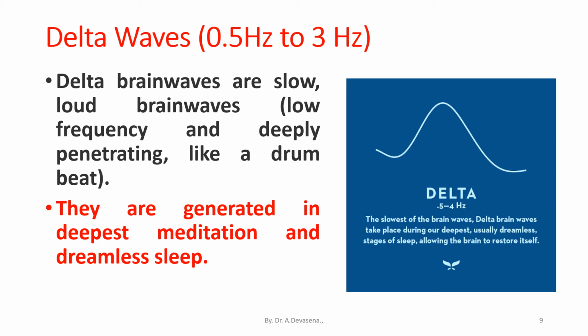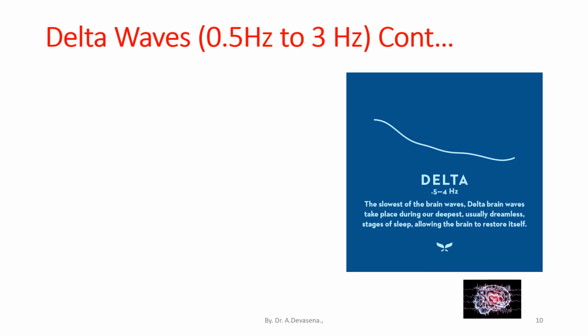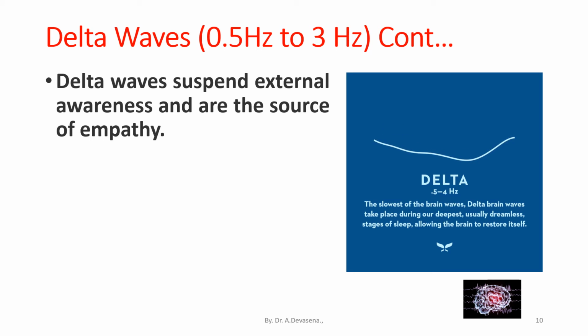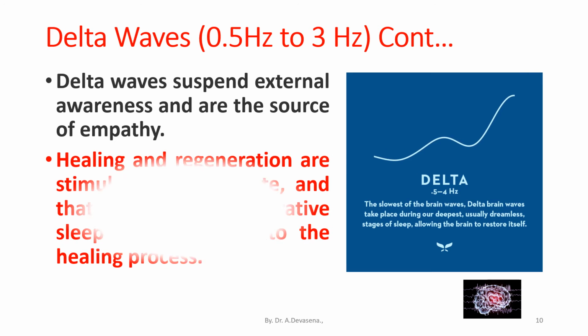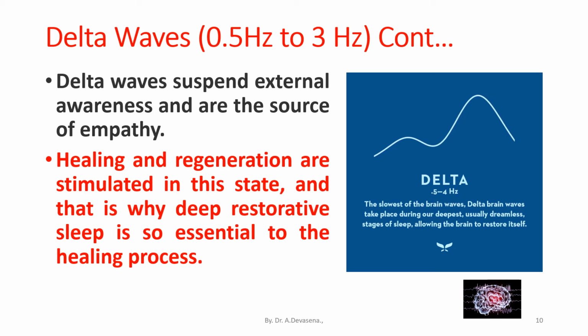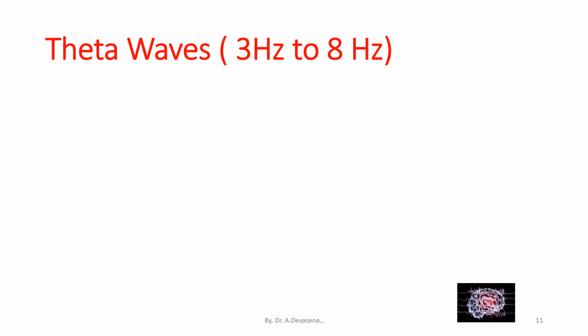They are generated in deepest meditation and in dreamless sleep. Delta waves suspend external awareness and are the source of empathy. Healing and regeneration are stimulated in this state, and that is why deep restorative sleep is so essential to the healing process. Theta waves. The frequency of the theta waves is 3 Hz to 8 Hz.